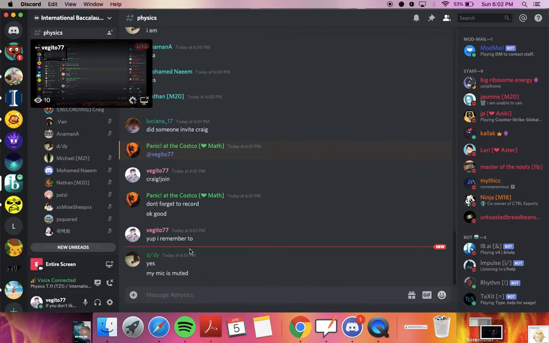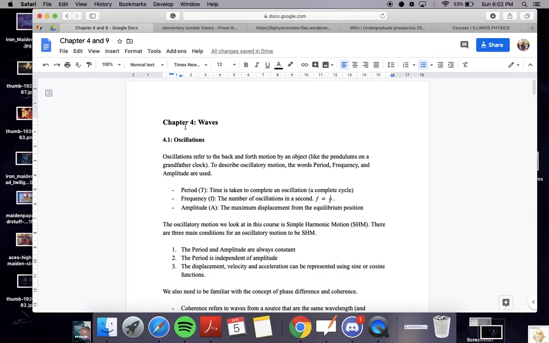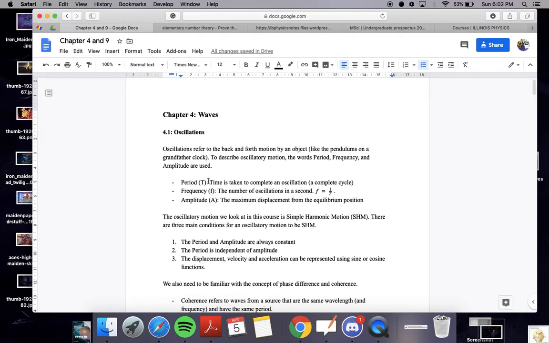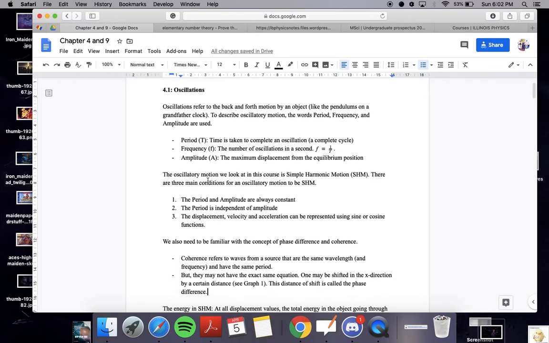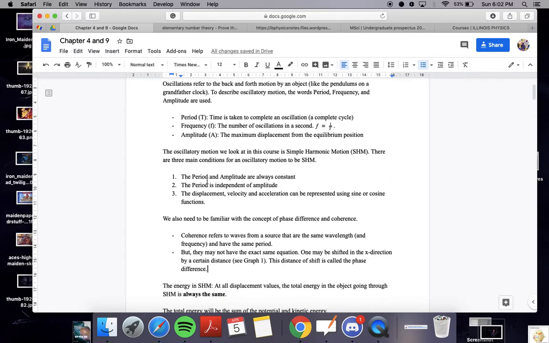Okay, so let's get started. So on waves, the first part, oscillations. Oscillation refers to any kind of back and forth motion by an object or any kind of repeating motion. An example would be the pendulum on a grandfather clock, you know, the big clocks with a huge swinging thing down.